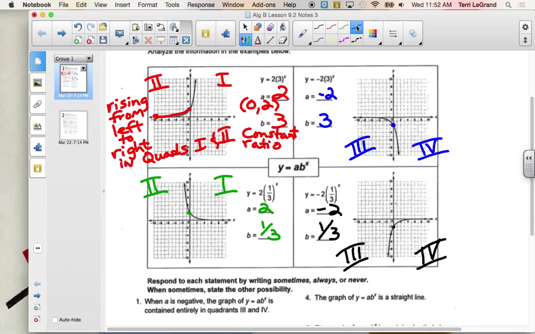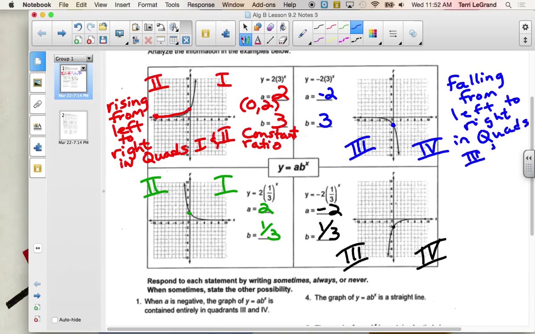Let's talk about the one next door to it. That's in quadrants 3 and 4. What's happening as you go across the graph from left to right? Is it rising or falling? So it's falling from left to right, in quads 3 and 4. Notice we don't ever use letters and numerals. We use Roman numerals for these.